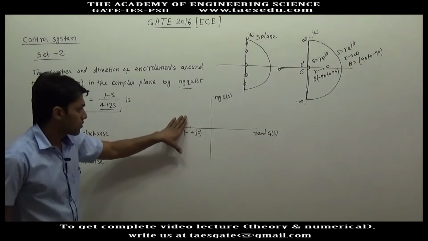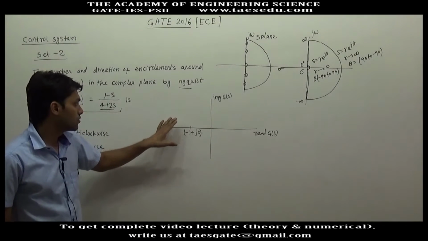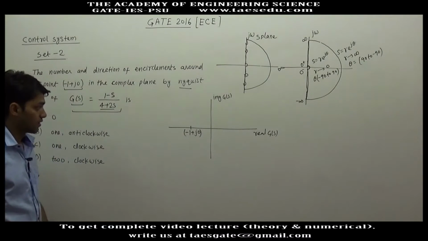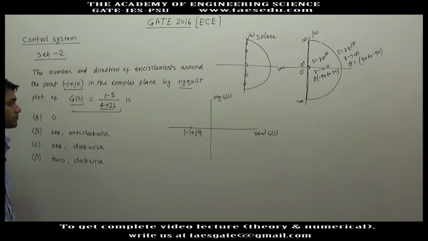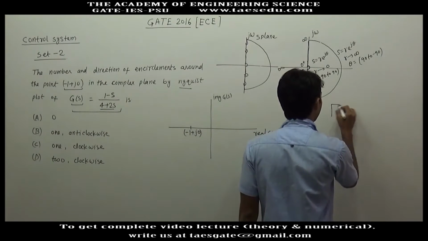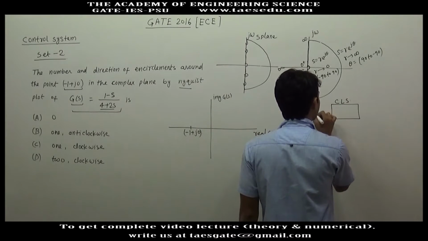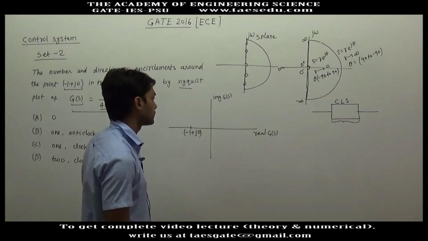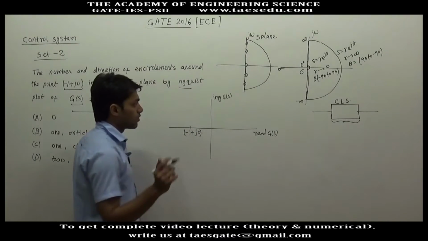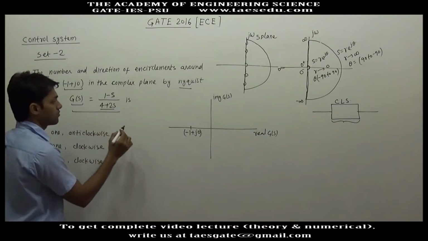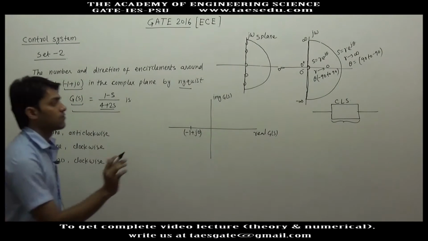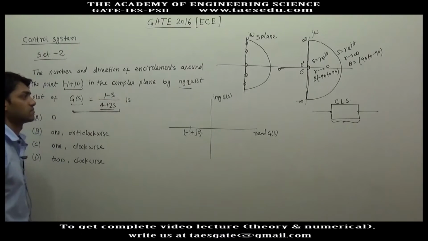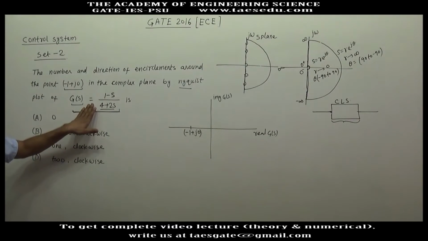Okay, so to find out the number of encirclement and direction, what do we do for checking stability of any closed loop system, when we find out the stability with the help of the Nyquist plot? Let's say we have a closed loop system. To check the stability of this system with the help of the Nyquist plot, we draw the Nyquist plot of the open loop system. For this closed loop system the open loop system is GSHS. This is the open loop system of a closed loop system.